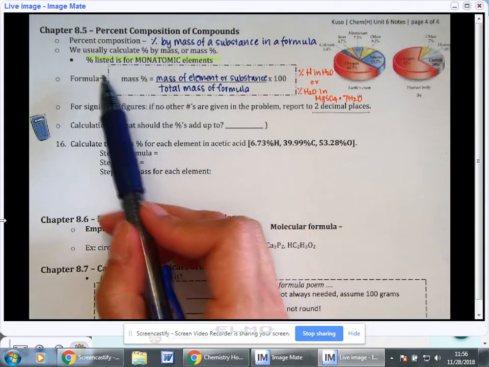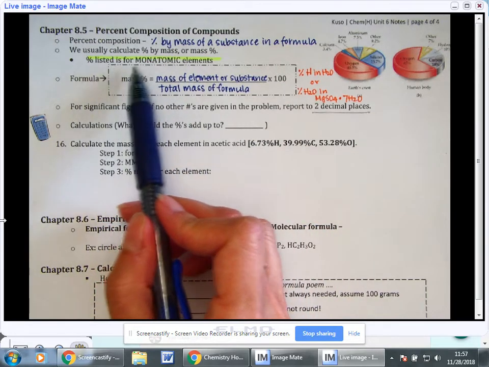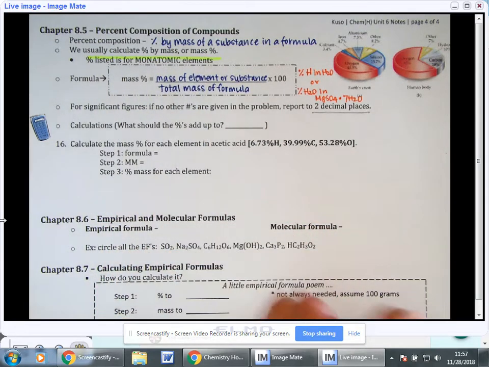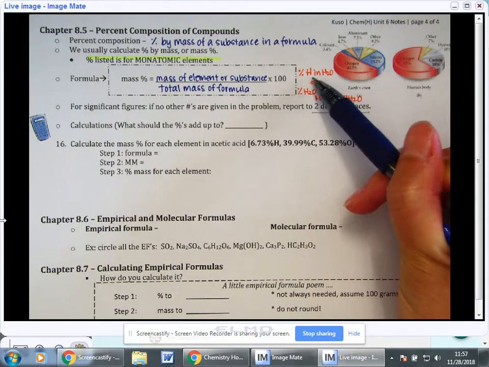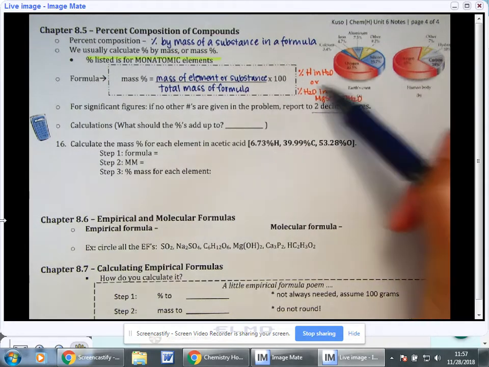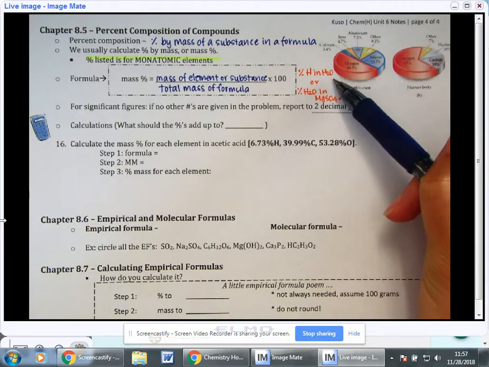And for percentages, we're going to list it for the monatomic elements. For example, something like hydrogen. Hydrogen, I taught you guys as a diatomic molecule as H2. When we're asking about percent of hydrogen, we just want the monatomic element, so just percent of H. For example, I could ask you, calculate the percent H in water.